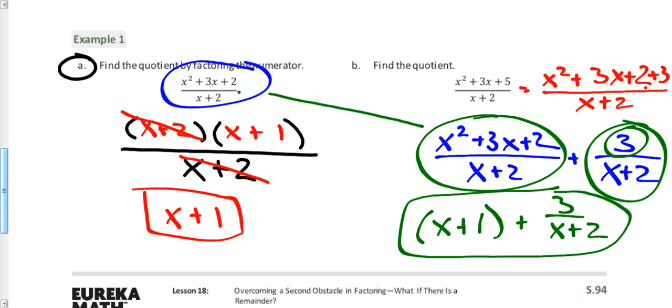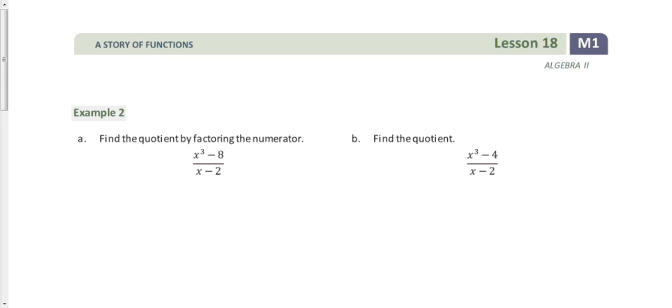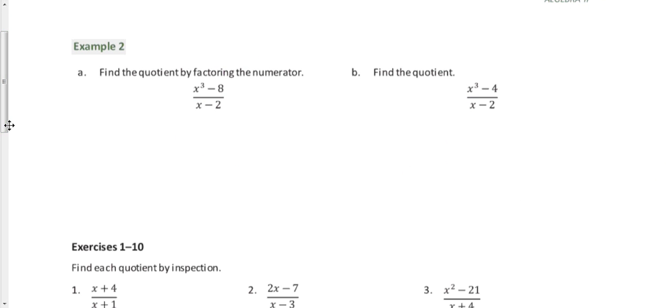So, let's try some more examples, shall we? Let's try some more examples. So, let's try example 2, letter A.